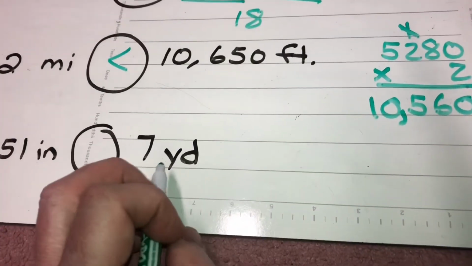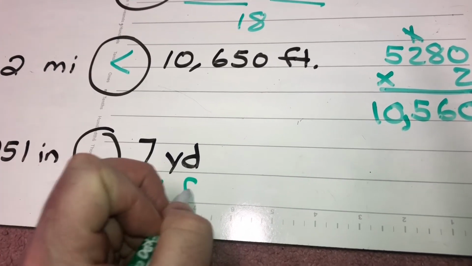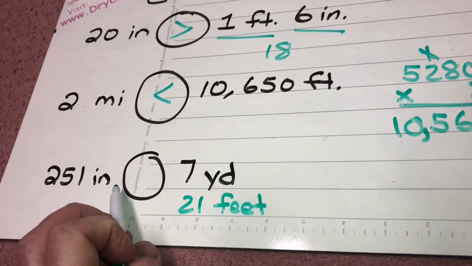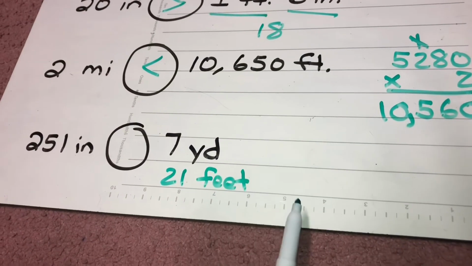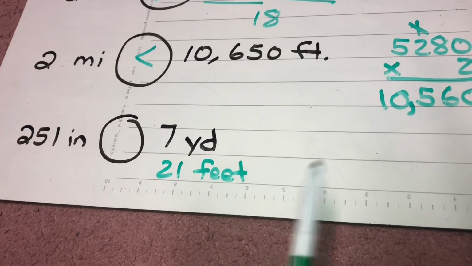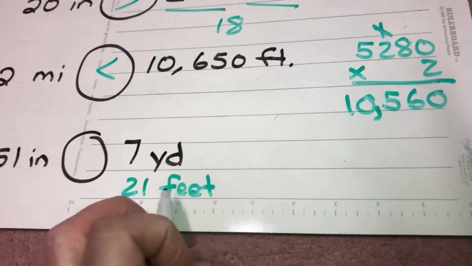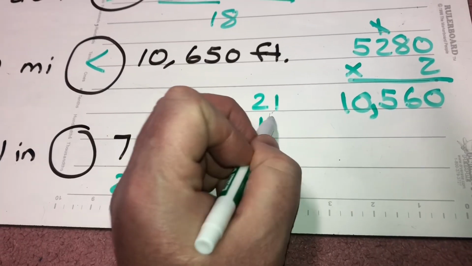So my 7 yards, I'm going to do 7 times 3, and I'm going to realize, well, 7 yards is 21 feet. But I need to turn that into inches, and my conversion tells me that there's 12 inches in 1 foot. So going from feet to inches, the measurement is getting smaller, so the number is going to get bigger. So I'm going to multiply, and since there's 12 inches in 1 foot, I'm going to do 21 times 12.